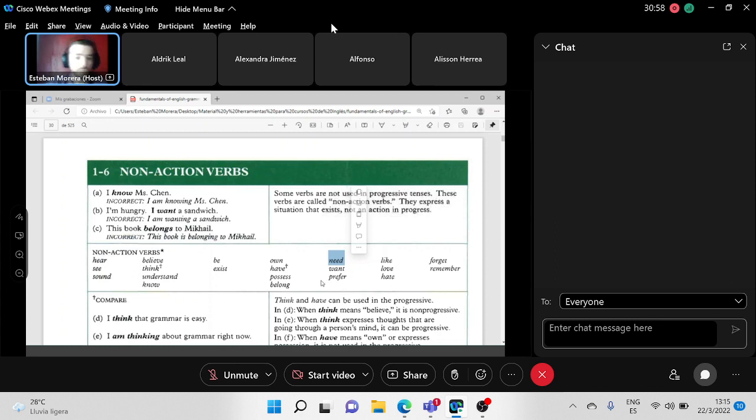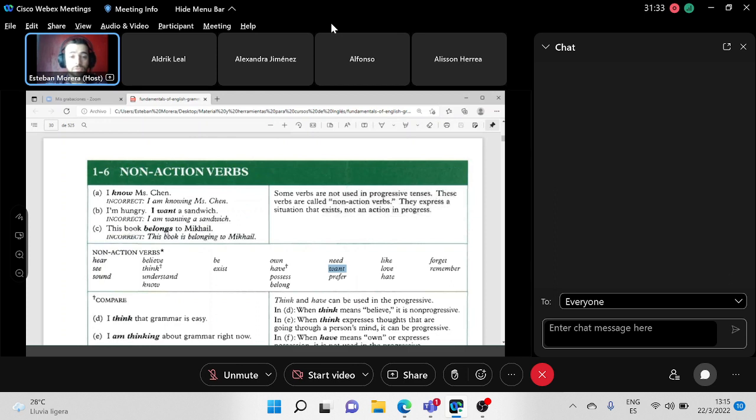We can use them in the present, in the past, in the future, but not in progressive tenses. We don't say sounding or understanding because they are non-action verbs. Let's read these examples. I know Mrs. Chen. Incorrect: I am knowing, because we don't use know with ing. I am hungry. I want a sandwich. Incorrect: I am wanting. We cannot say wanting because want is an example of a non-action verb.